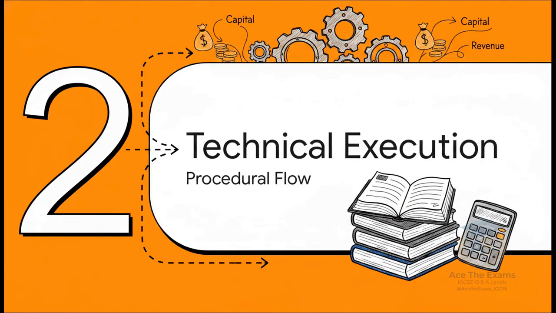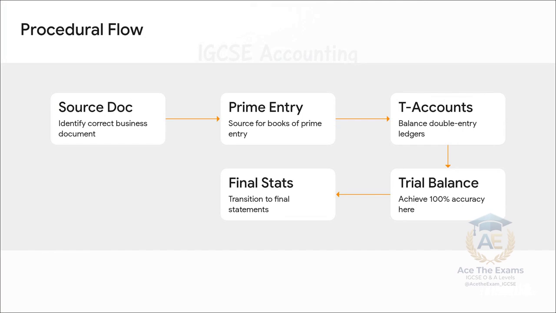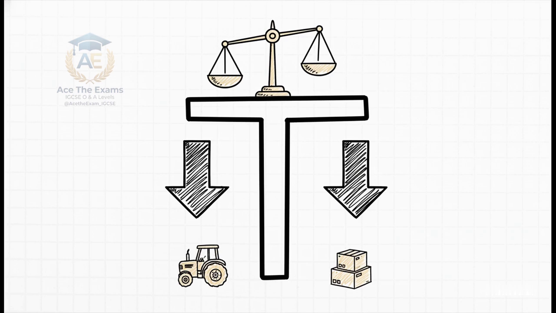Section 2, Technical Execution. Okay, this is where your methodological approach really comes into play. In the exam, you're going to frequently see the command word prepare. Let's think about how to actually prepare a ledger account. The procedural flow here is completely logical. It always begins by identifying the correct source business document, then it moves seamlessly to the books of prime entry, feeds right into your T-account ledgers, aims for strict mathematical accuracy in the trial balance, and finally culminates in the final financial statements.